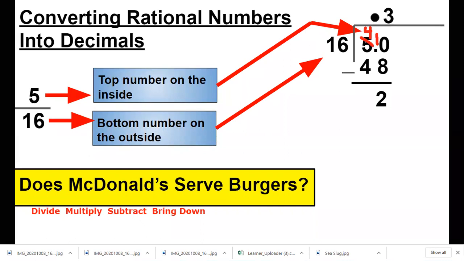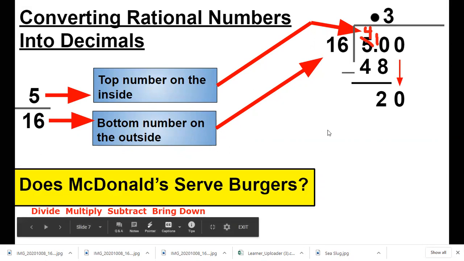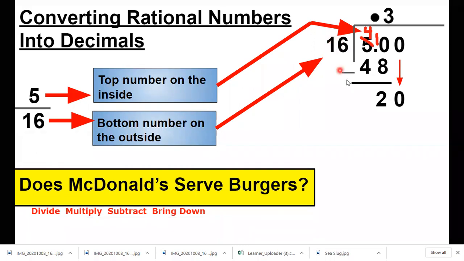We have nothing to bring down, but we still have a remainder in our division, and nothing's repeated yet. So we have to continue. What do you think we do to continue? Is there something we can bring down? Yes, we're going to put another 0 in there, and we're going to bring that 0 down next to the 2. And we're going to start Does McDonald's serve burgers all over again. We're going to divide the 16 into 20. So how many 16s will go into 20 without going over?